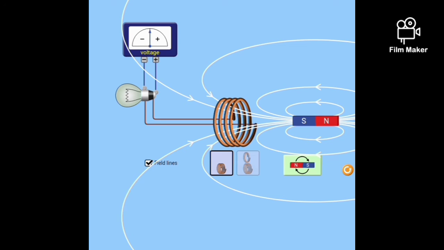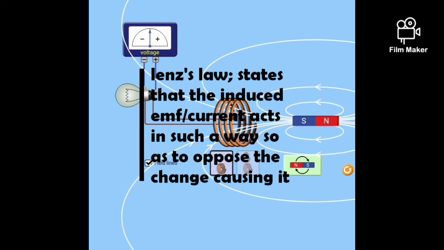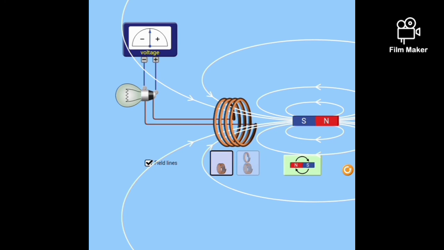We also have the second law, which is called Lenz's law. It states that the induced EMF or current acts in such a way so as to oppose the change causing it. That is what we call Lenz's law, and those are the two laws of electromagnetic induction. In summary, if we talk about electromagnetic induction, this is what we can say.